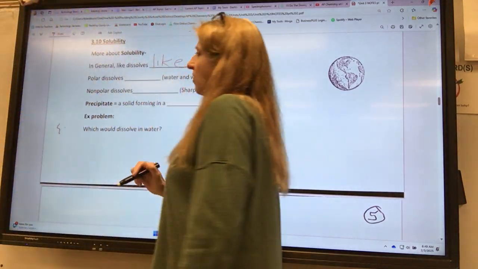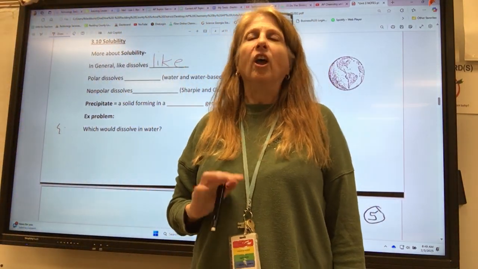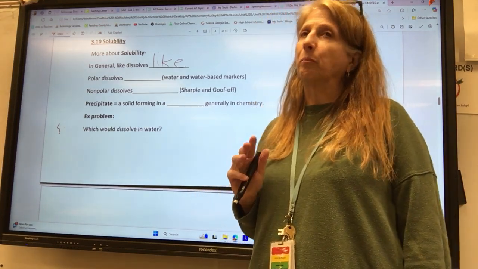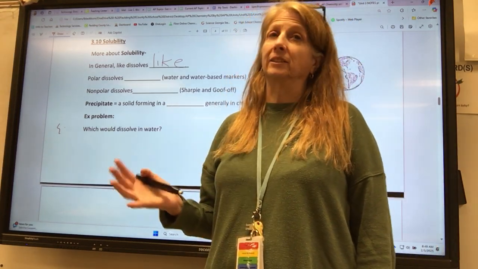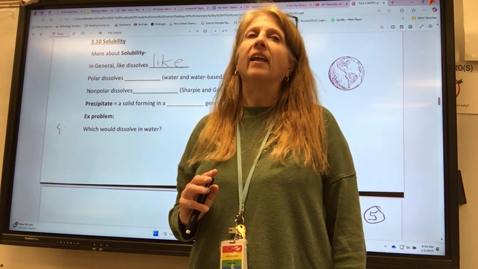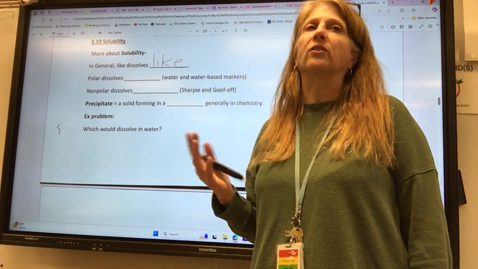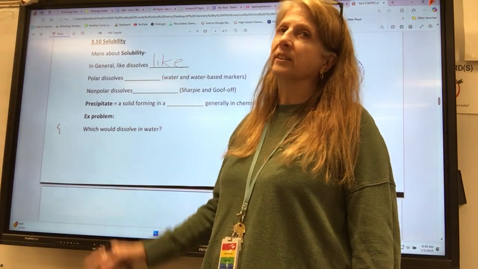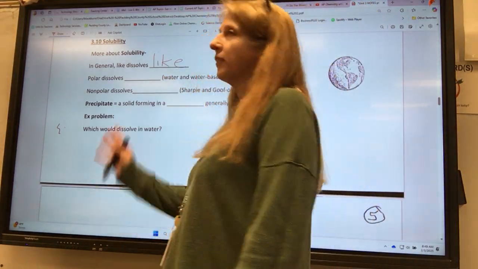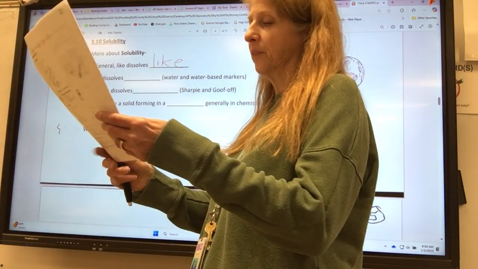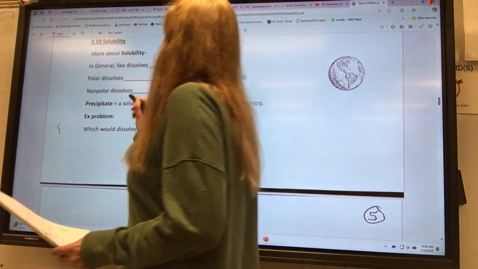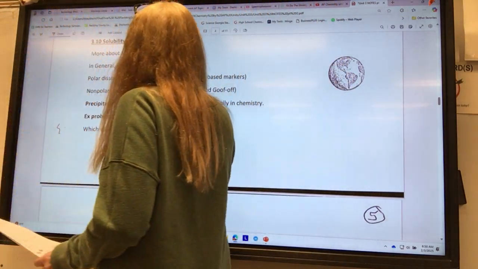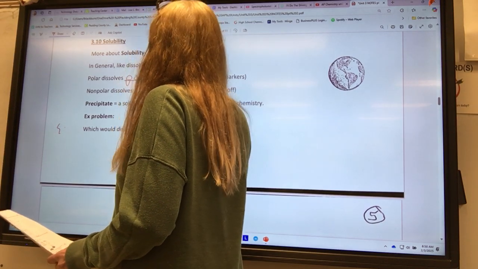Okay, like dissolves like. Now, on the AP test, you can't write like dissolves like as a reason. You have to explain why like dissolves like. You could say that it's a nonpolar solute, so it's going to have a nonpolar solvent or something like that. This is not considered good enough for a reason, but it's a good thing to help you remember lots of stuff. So in general, polar dissolves polar, and nonpolar dissolves nonpolar.